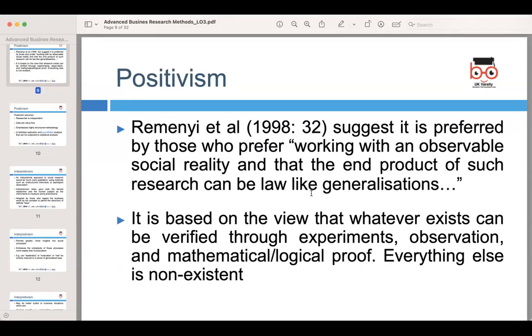So what exactly is positivism? Well, it is based on the idea that anything that exists can be verified through experiments, observations, and mathematical or logical proof. In other words, positivists believe that if we cannot observe or prove something, then it does not exist.